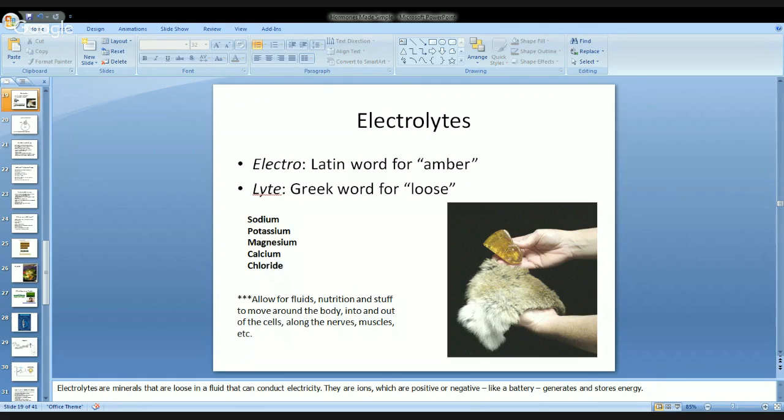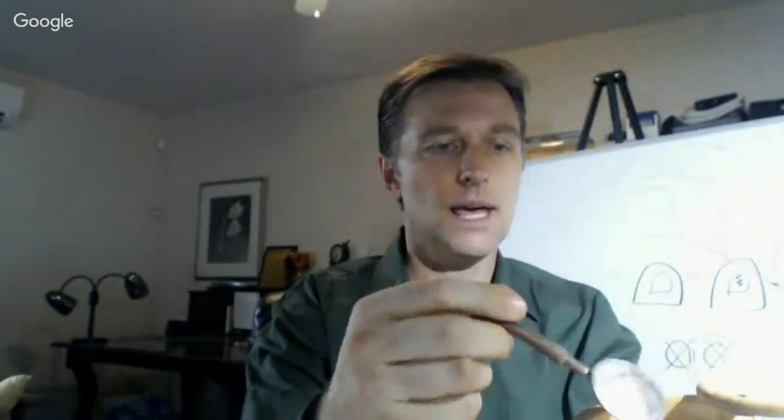So let me just show you. I forgot to show you one thing here. I'll show you what an electrolyte is. Okay, so we have some water, right? Simple water. And we have some salt, okay? So I'm just going to take some salt and I'm going to pour it in the water.